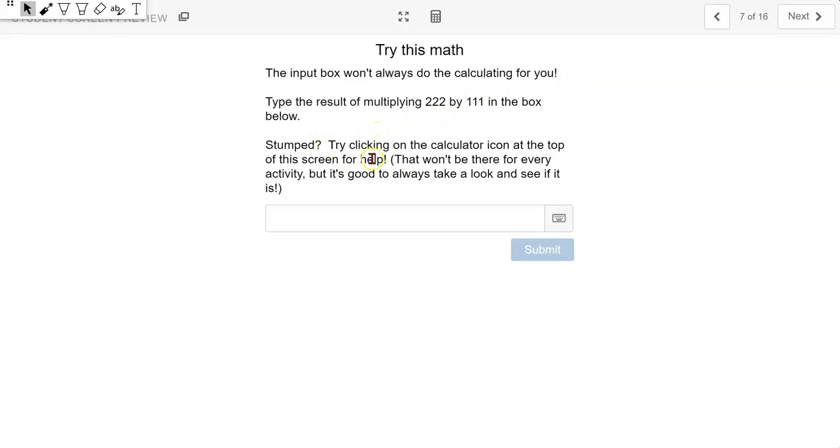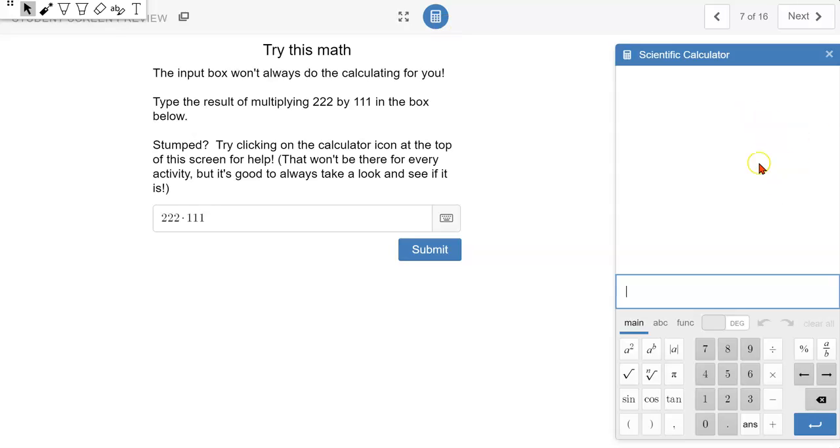Next one, type the result of multiplying 222 by 111. So you can multiply that 222 times 111 and then submit. Or are you stumped? You can try to click on the calculator. There's a calculator here. This is the scientific calculator. When you click on that, you will see it like this.